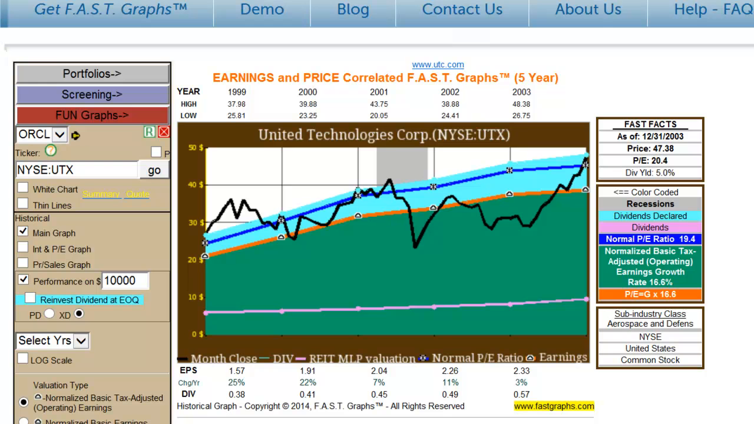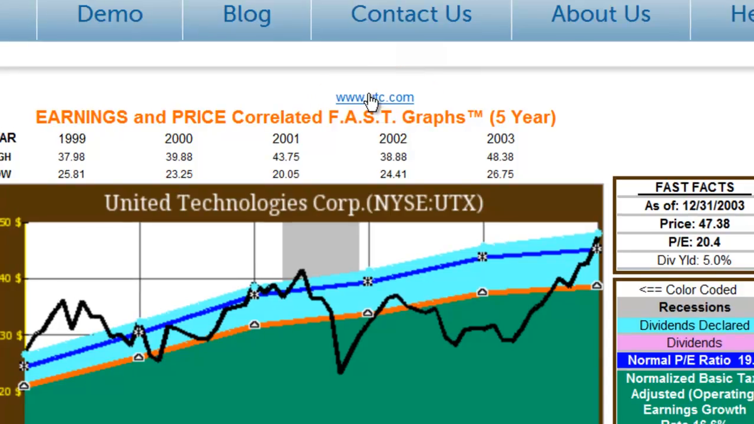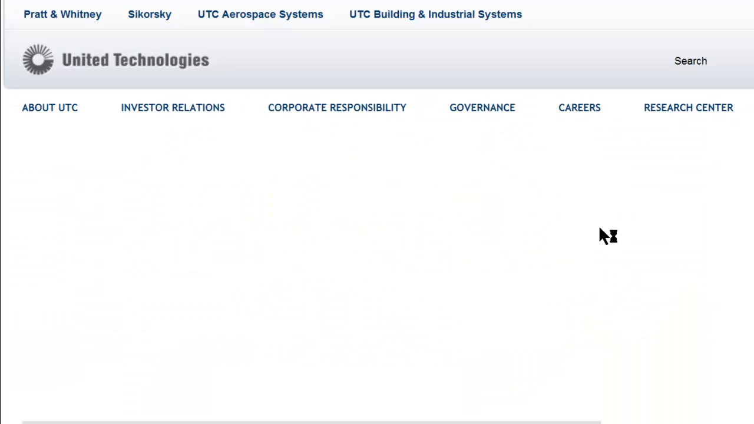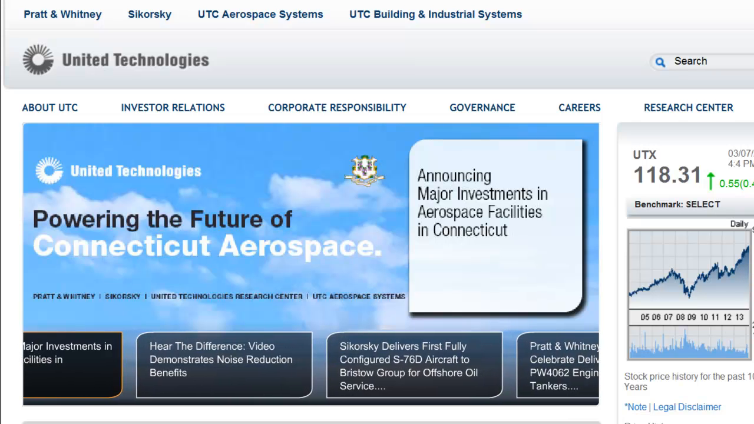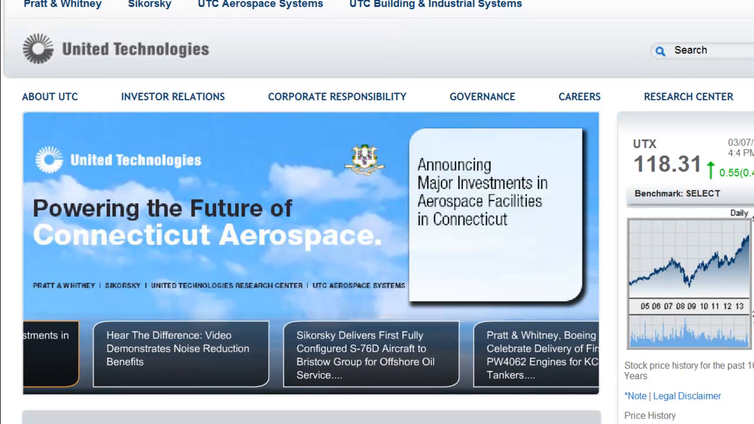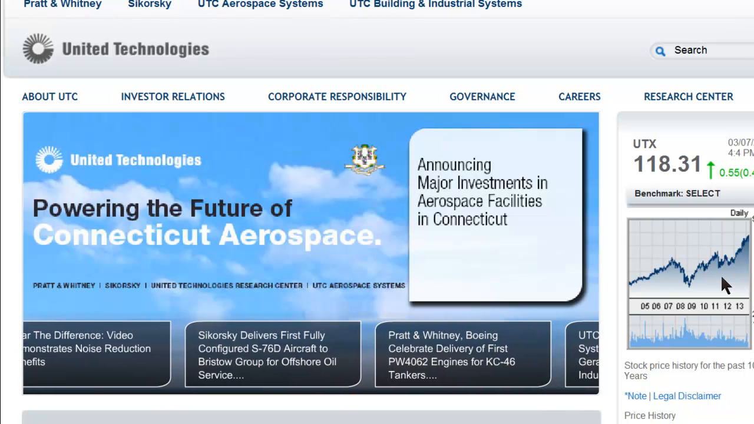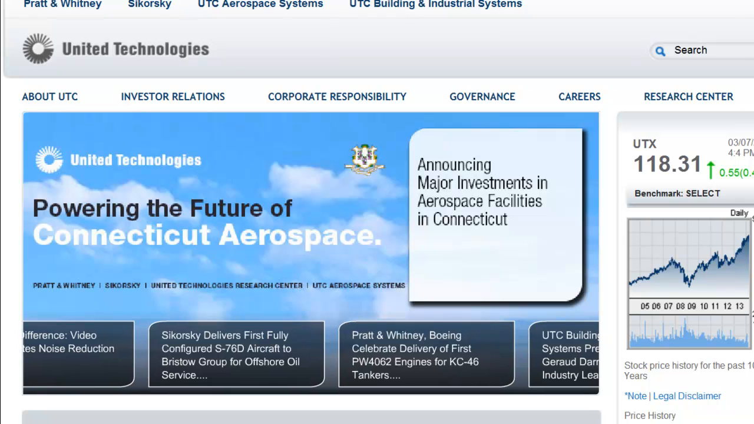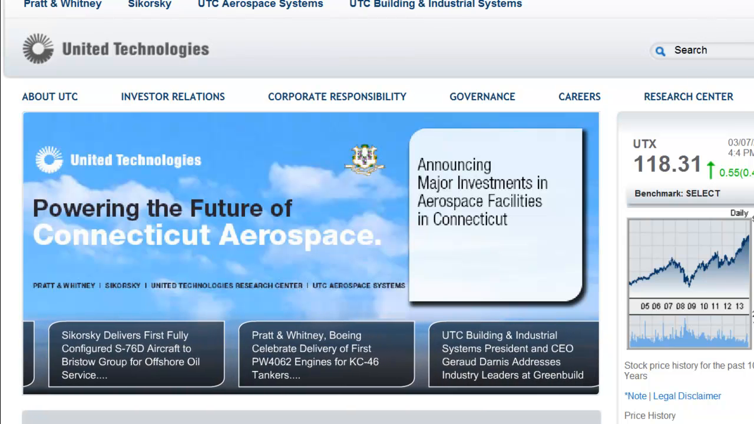A final feature of the historical FAST graphs is the link to the company's website at the top of the earnings and price correlated graph. This allows the subscriber the ability to begin a more comprehensive research effort on any company they would be interested in learning more about, because it takes you directly into the company's own website. This is further evidence of the FAST graph's ability to aid the subscriber in conducting comprehensive, fundamental research deeper and faster than ever before.